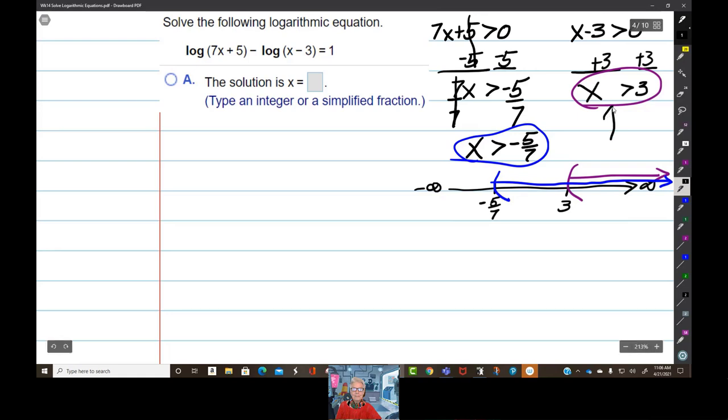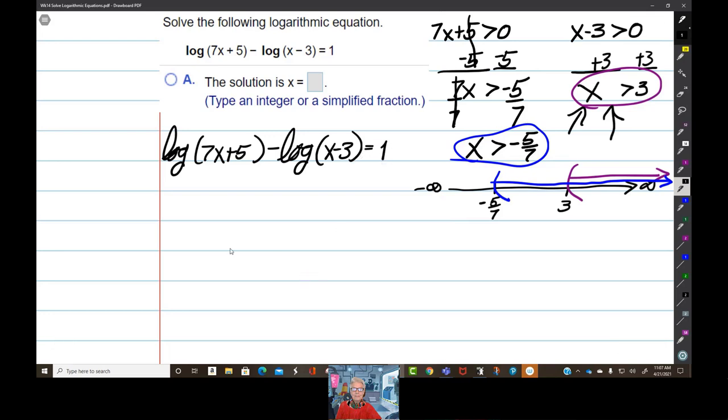So I make a bunch of arrows, helps me remember to go back and look at it. And now I concentrate on solving the problem, which is log 7x plus 5 minus log x minus 3 equals 1. Here's 10, and here's 10, so we're going to use the quotient rule to make this into one log. So we'll have log base 10 of, that minus sign means we're going to have a fraction.